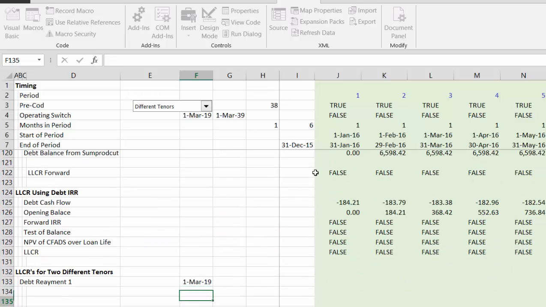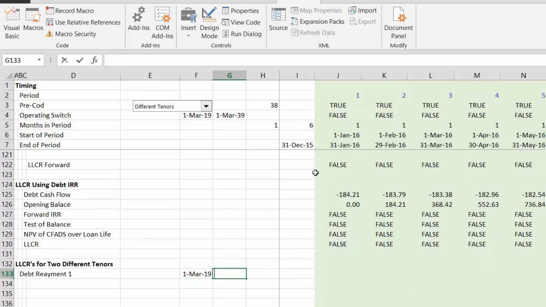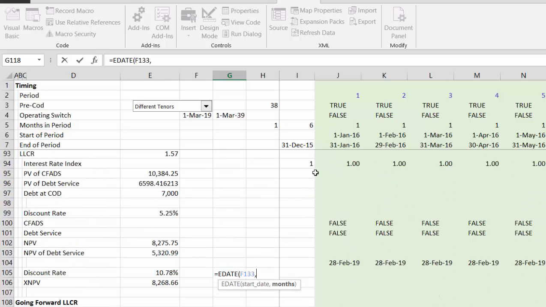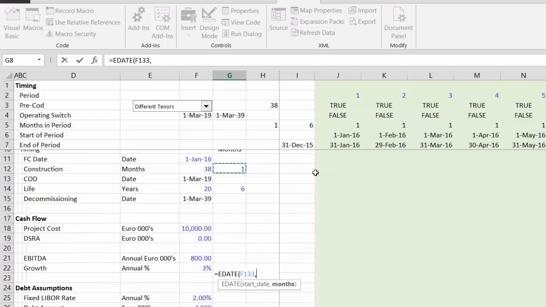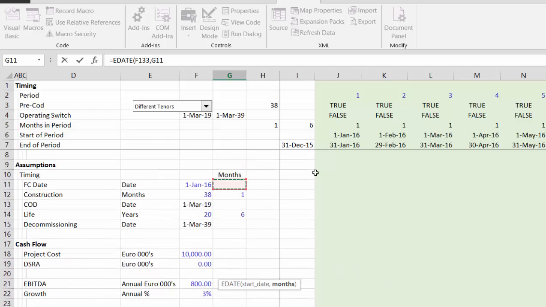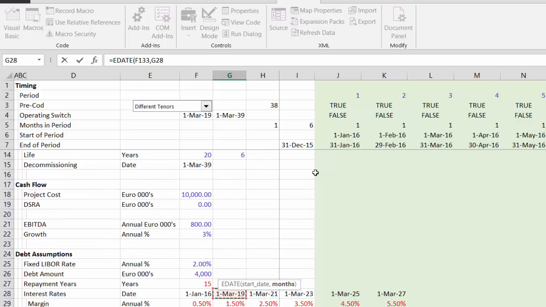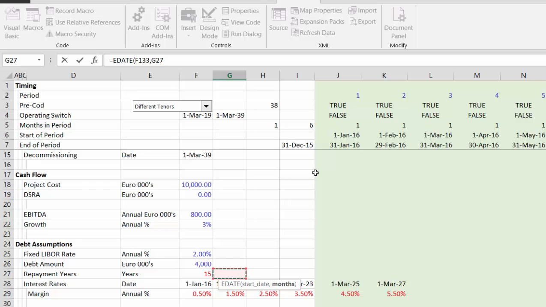And then we can say, well, the debt tenor went from the operating date, so we can put E date, start at the operating date, and go to the debt tenor in years, and multiply that by 12. Okay, and then when we do this, since it's getting finally close to the end, I'm taking my time and not being so nervous about this.